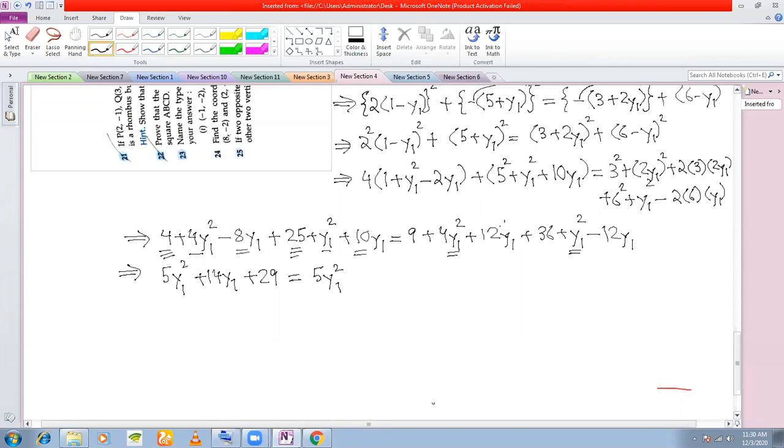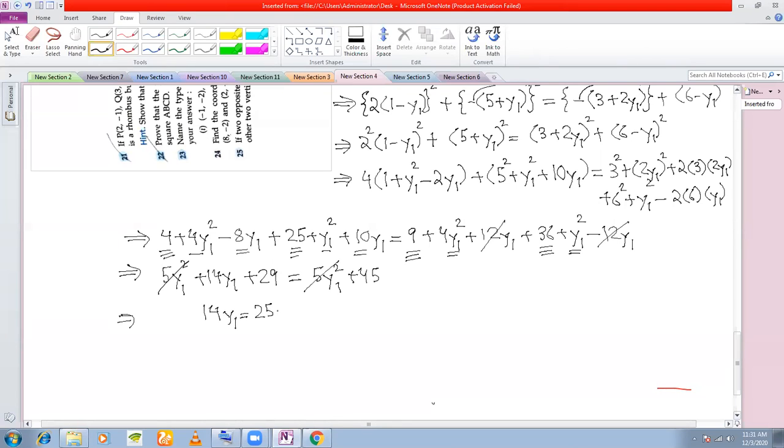Again y1, what do you have? You have a plus 12 minus 12. This cancels off. That's finished. And you have plus 9 and you have a plus 36, so 36 plus 9 will give you 45. So again 5y1 square cancels from both sides. So what are you left with? Simply 14y1 plus 29 is equal to 45.